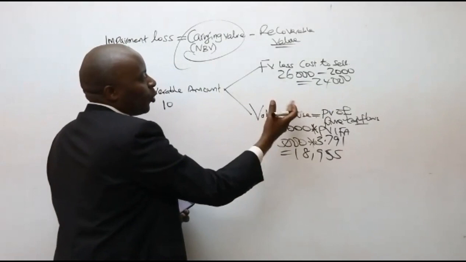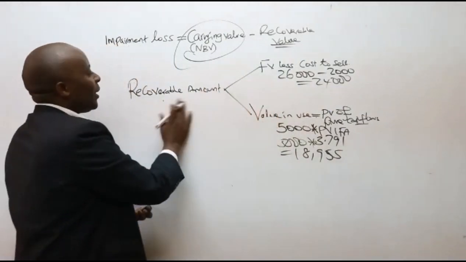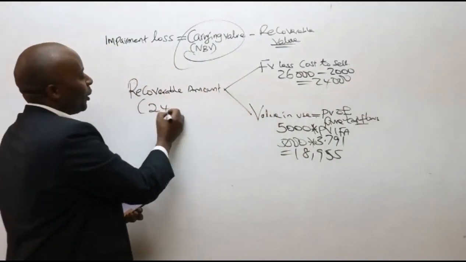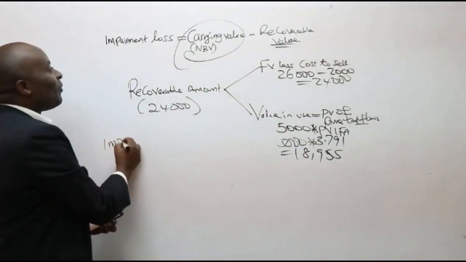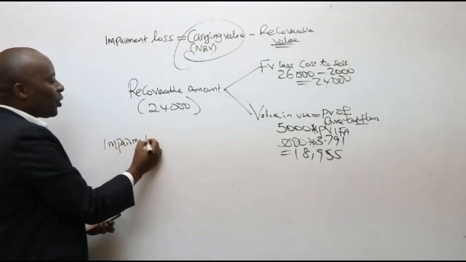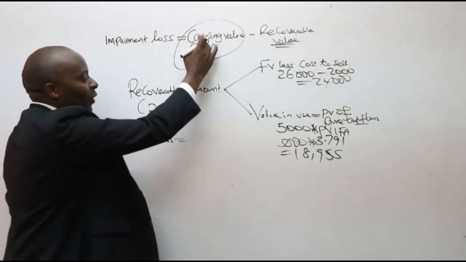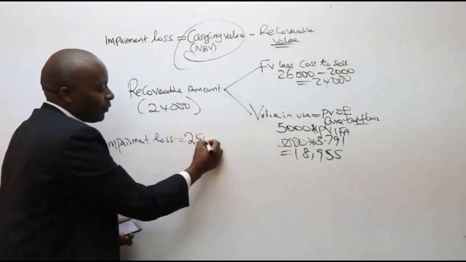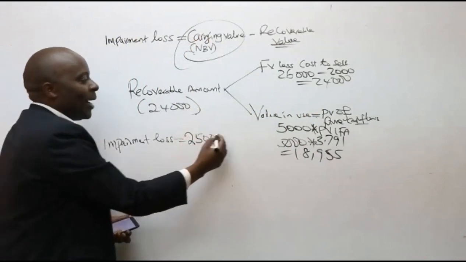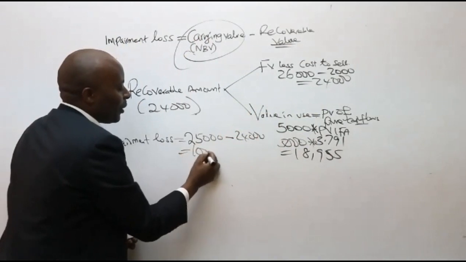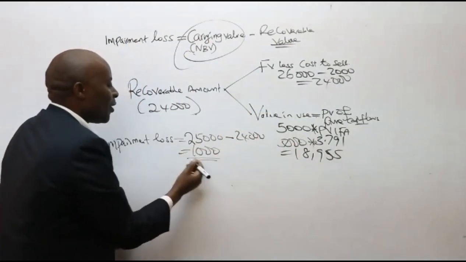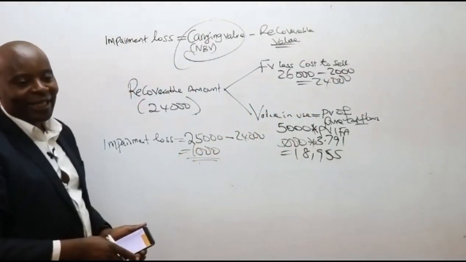And of course, a prudent investor, if you're given two options here to follow through with their machine, with their asset, you always choose the better. So in this case here, the recoverable amount will be 24,000. Now then, what is the impairment loss? Go back to the formula. This impairment loss, ladies and gentlemen, will be the carrying value which was 25,000, if you remember this figure, minus the recoverable amount, which is 24,000, which will end up giving us an impairment loss of 1,000.